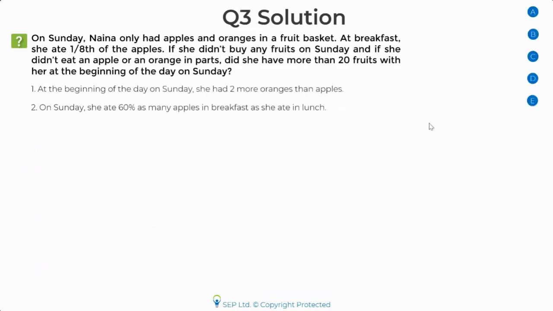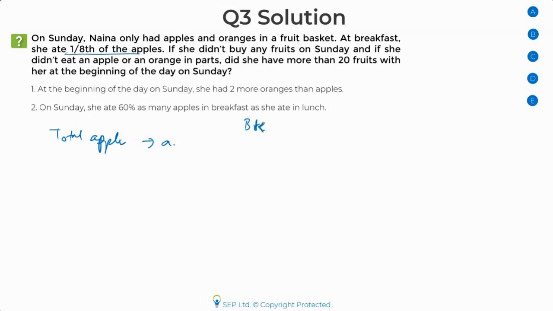Let's read the statement and see what we can do with it. On Sunday, Nana had only apples and oranges in a fruit basket. So there's a fruit basket which consists of only apples and oranges. If you want to write it, you can, or you can just keep that in mind. At breakfast, she ate 1/8 of the apples. Now the moment I read this, I know I'm being forced to take a variable. So I would say, okay, let's assume total apples to be A. So in breakfast, let me write down BK as short.